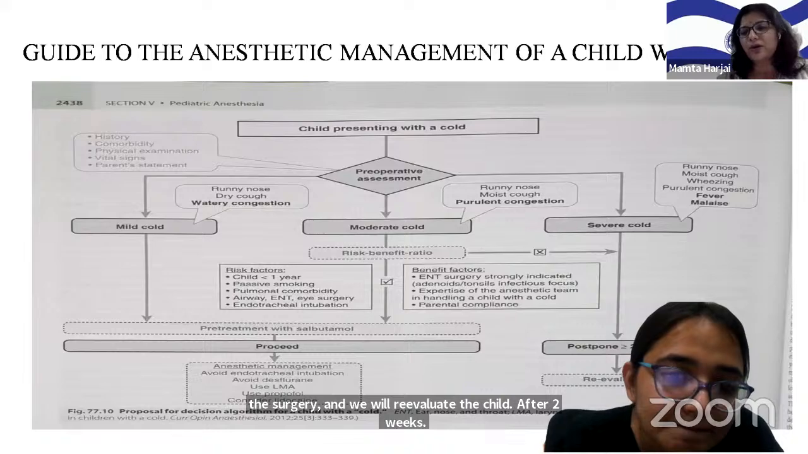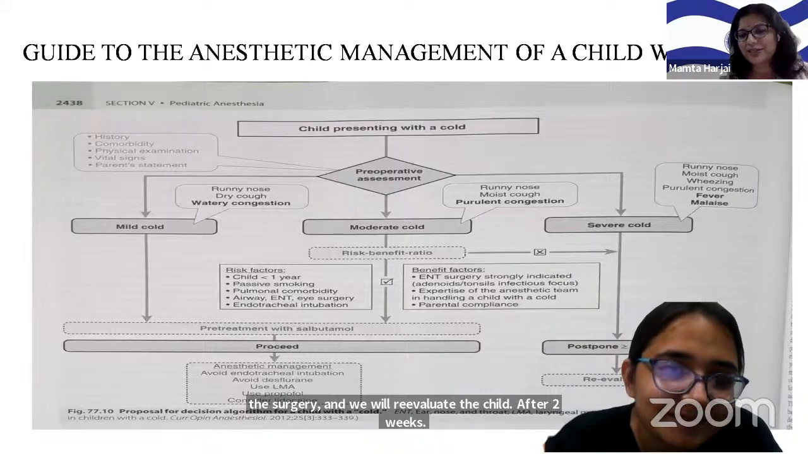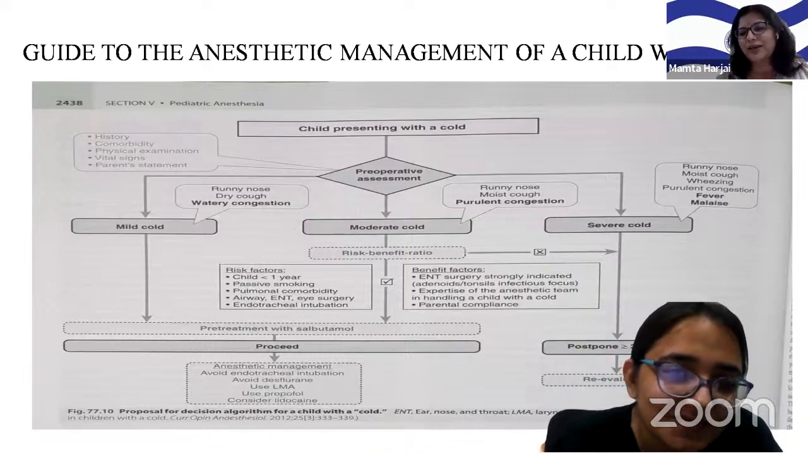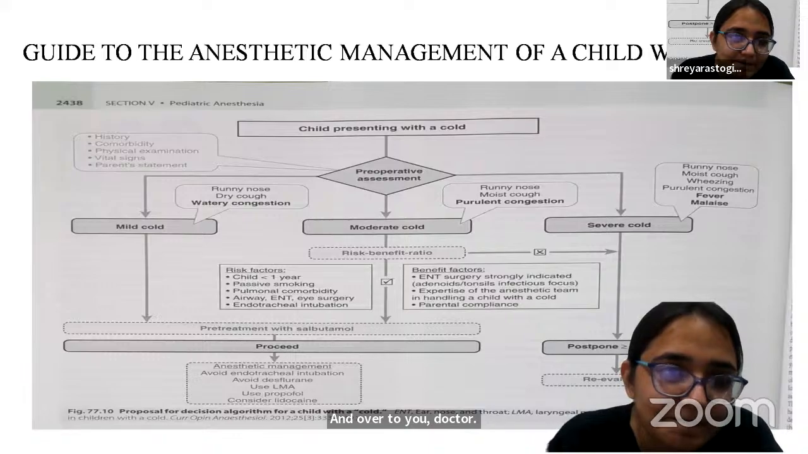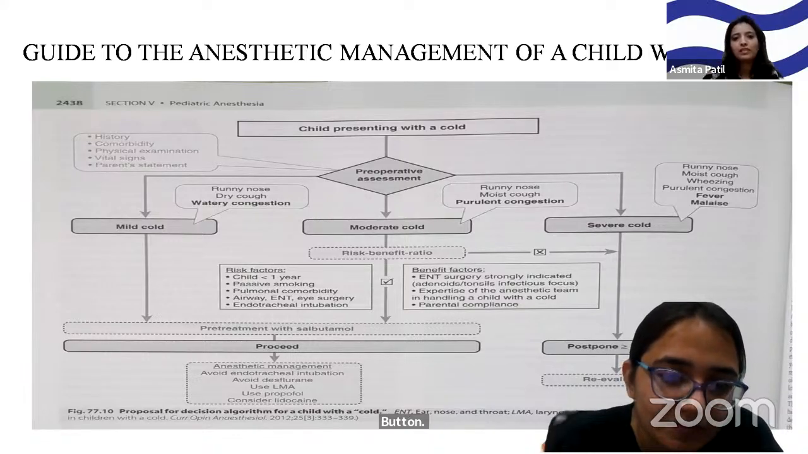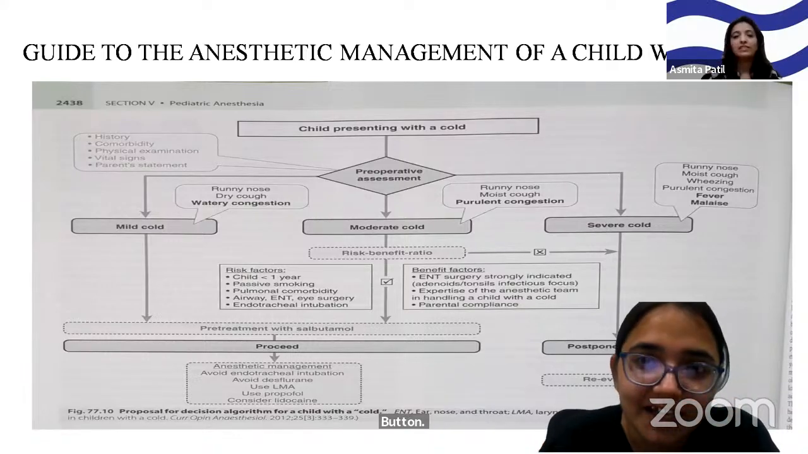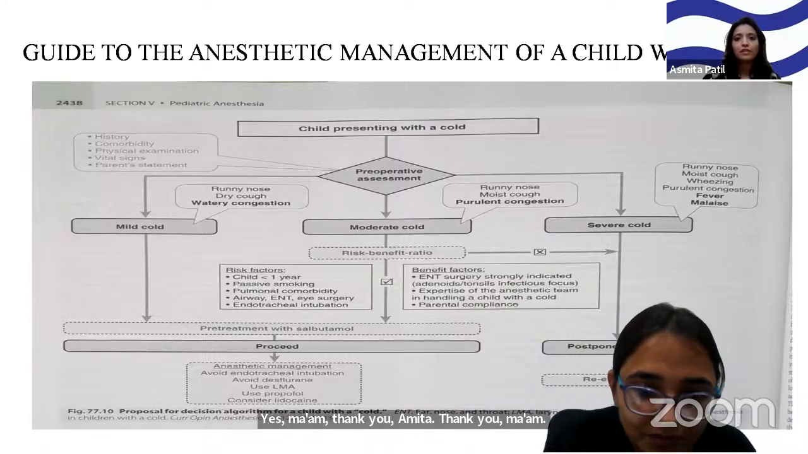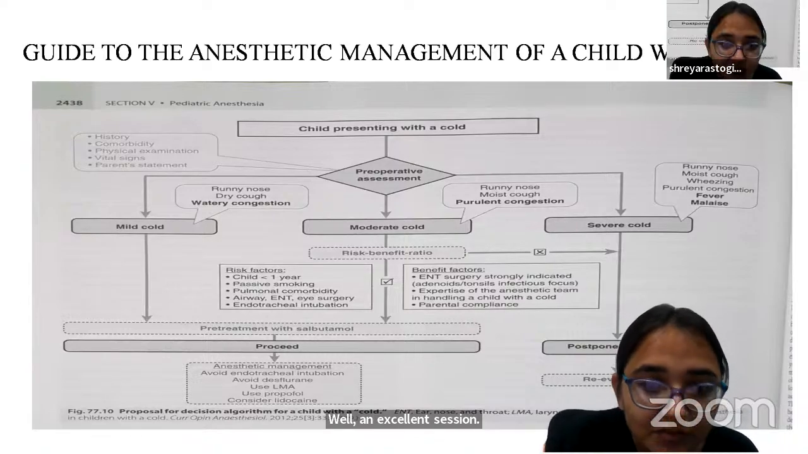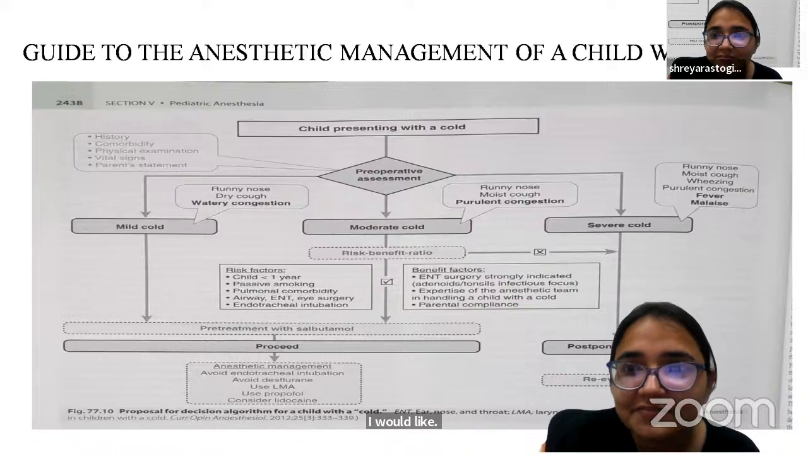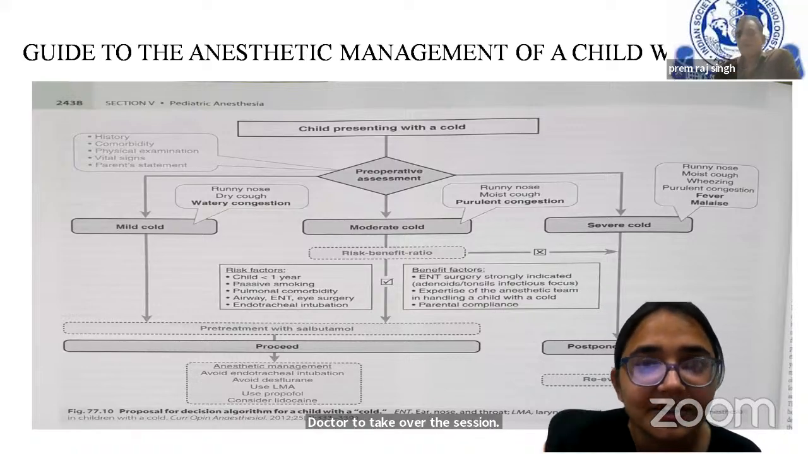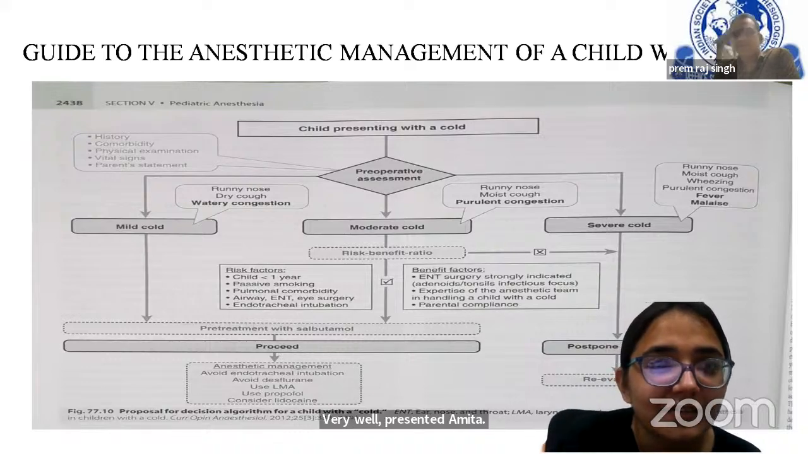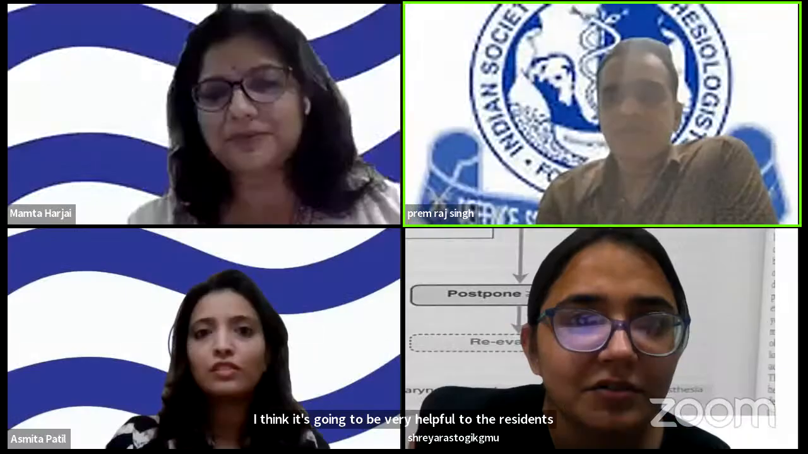You've done a good job. We are really sorry for some technical glitches which came in between. Over to you, Dr. Patil. Yes, ma'am. Thank you, Amita. Thank you, ma'am, for an excellent session. I would like Dr. Prem sir to take over the session. Very well presented, Amita. Sir, it is going to be very helpful to the residents listening to this case presentation.